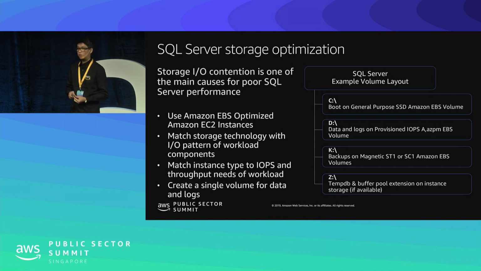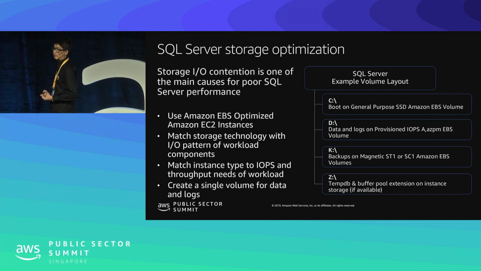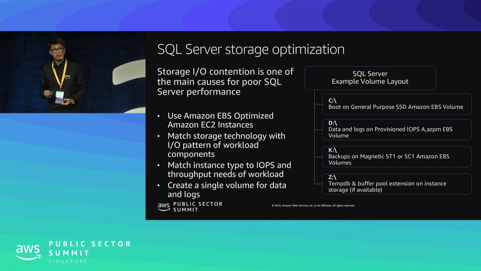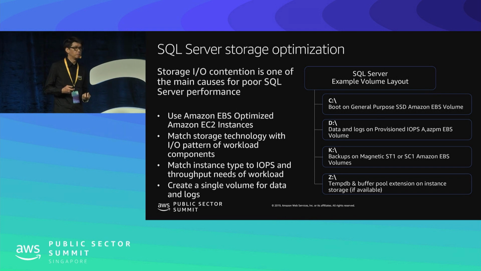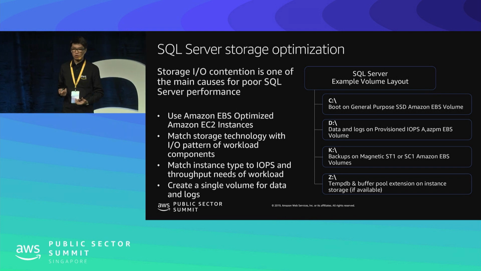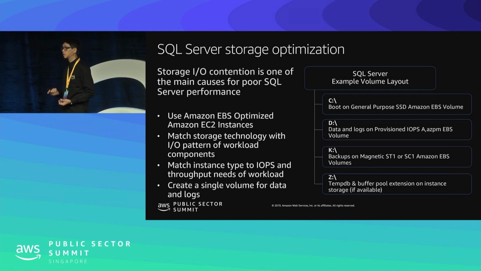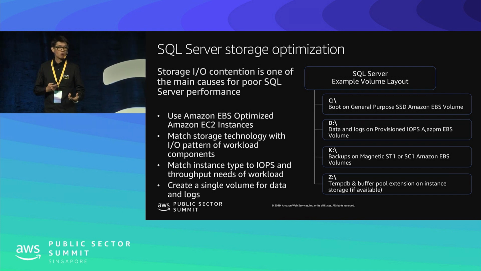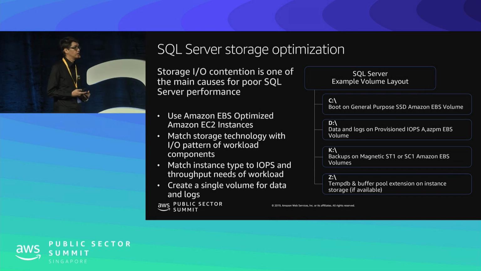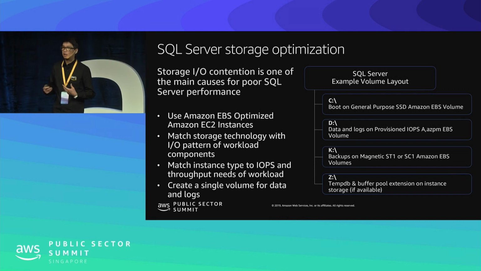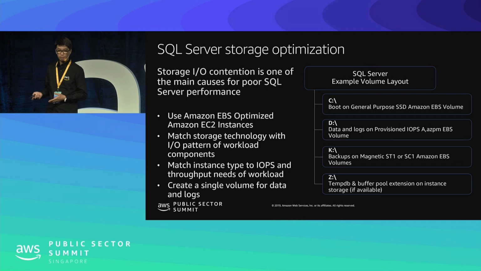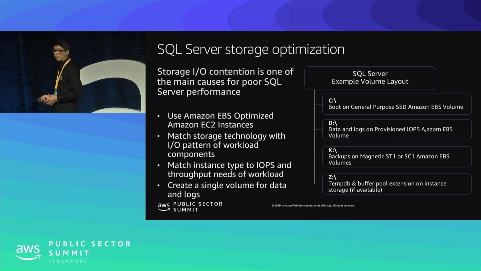So how about storage? For a database, especially SQL Server, your disk basically is your bottleneck. So storage I/O contention is one of the main causes of poor SQL Server performance. So how do you want to structure your disk storage in terms of cost optimization? You want to use AWS optimized instances such that they give you the best throughput to the disk itself. You want to match your storage technology with the I/O patterns.